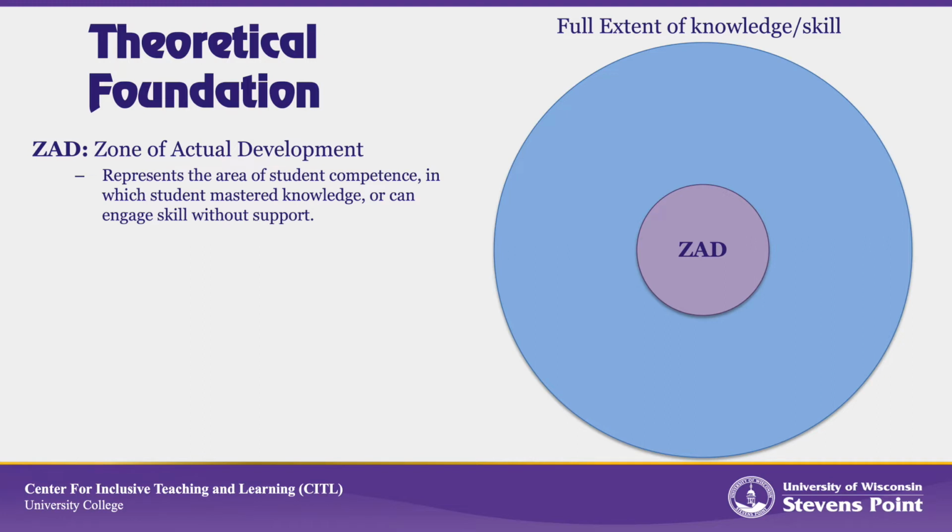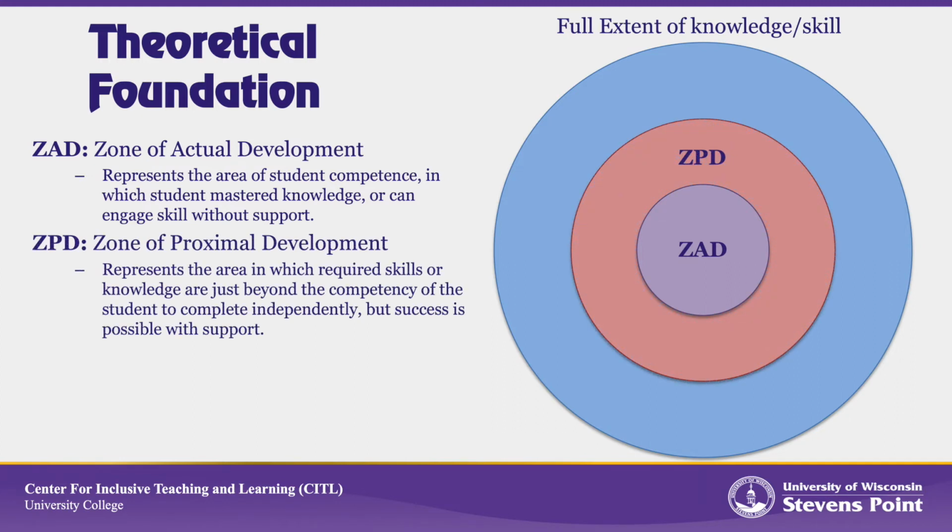So, if you're teaching a mid-level French course, this might include basic vocabulary or understanding of simple sentences that are spoken or written in French. Extending away from this, we have the zone of proximal development, which is shown here in pink. This circle represents the area in which required skills or knowledge are just beyond the competency of the student to complete independently, but success is possible with support. So, in your French class, perhaps this means that students can extend their vocabulary and understand simple metaphors or idioms with help. Reading a French newspaper might require the help of a good French-English dictionary.